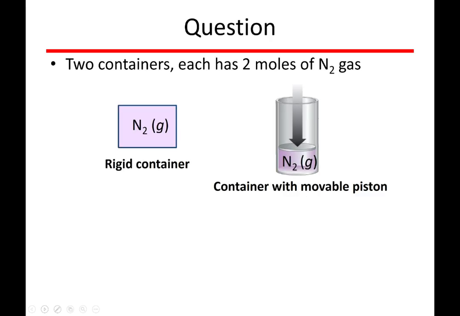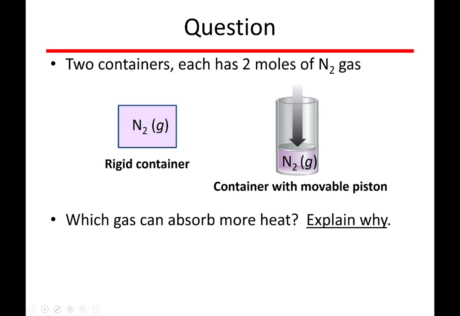Let's now consider an example where we're heating nitrogen under two different conditions. We have 2 moles of nitrogen that are being heated in a rigid container, and we have 2 moles of nitrogen that are heated in a container with a movable piston. I want you to think about which of these two samples of gas can absorb more heat and explain the reason why. That's a really important thing, to come up with the explanation for why, because being able to explain why demonstrates understanding of the concepts that have been discussed over this series of videos.